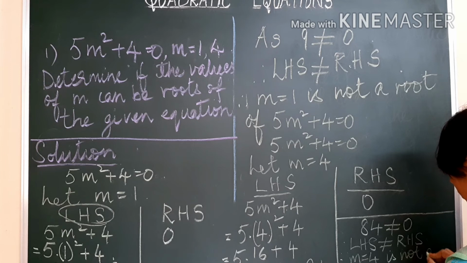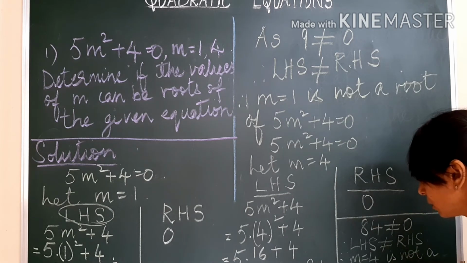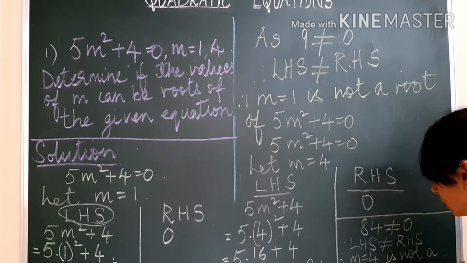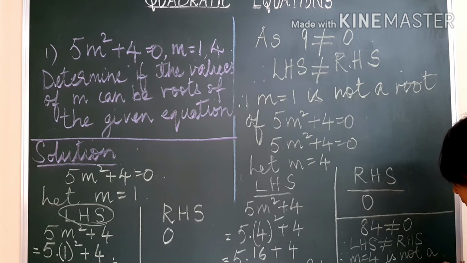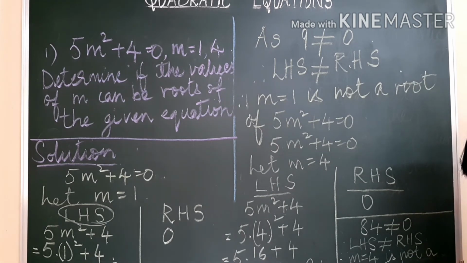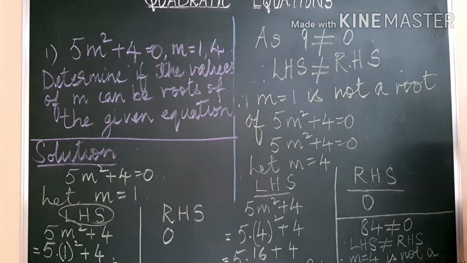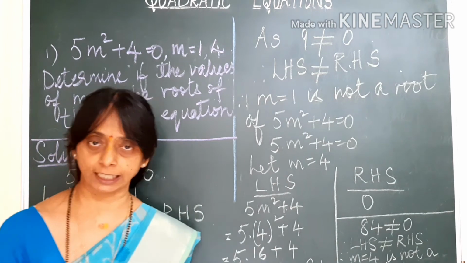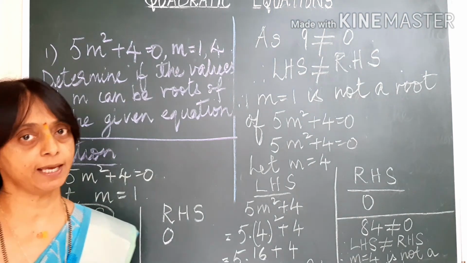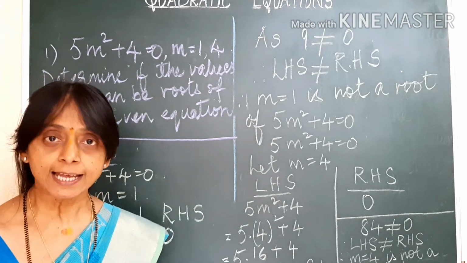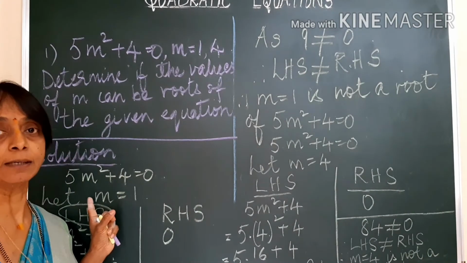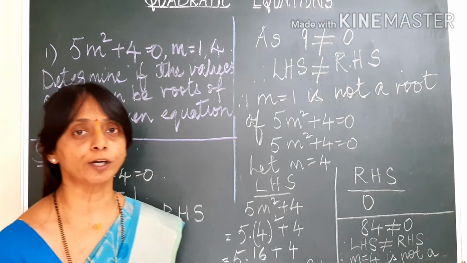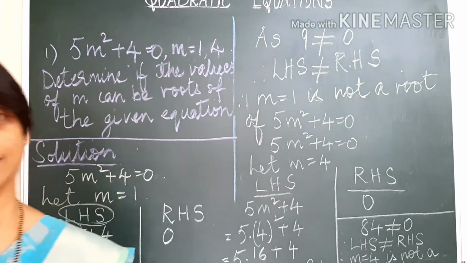is not a root of the given equation. So children, what did we study over here? We studied the general form of a quadratic equation, which is ax square plus bx plus c is equal to 0, as well as we studied what can be termed as roots of a quadratic equation.